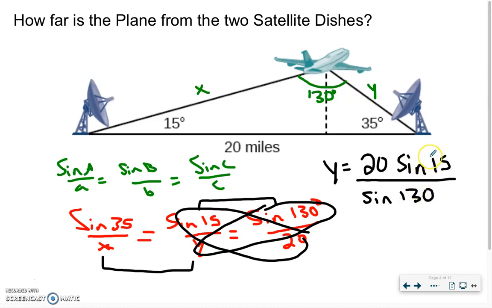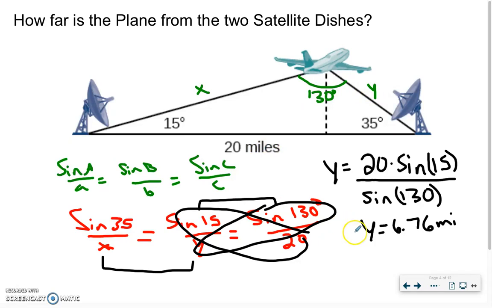So if you want to punch this whole thing in your calculator, you got to make sure you put these in parentheses and make sure you put times up top here and then divide. So you want to make sure it's doing this calculation, then dividing by sine of 130. And when you do that, you get y is equal to 6.76 miles. So that distance for y is going to be 6.76. We kind of realize it needs to be smaller than 20.